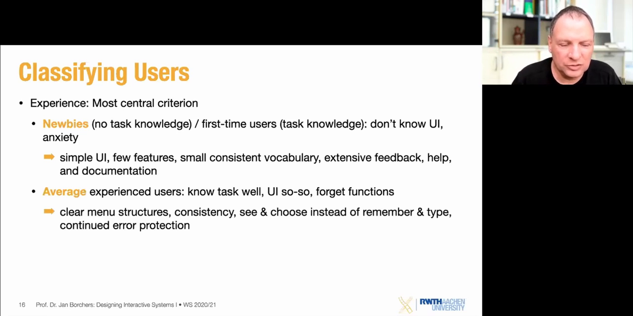And for those people, you need a very clear menu structure so we can rediscover the UI and the functions. We need lots of consistency across the user interface because it gets a little more complex now. You want to see and choose your options and commands rather than having to remember and type them. That's why GUIs are so great in this case compared to a command line interface. And you still want error protection, right? Protecting people from mistakes or helping them recover if they made one.